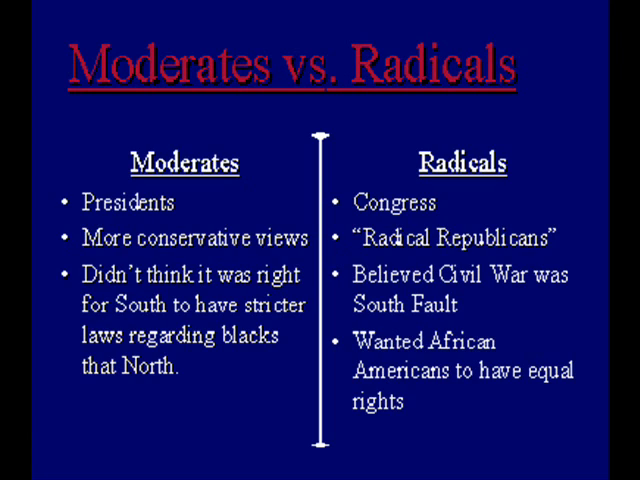In contrast, the radicals of Congress thought the South should be punished and believed the Civil War was entirely the Confederates' fault. Moderates and the radicals both opposed Johnson's Reconstruction plan and were against the Southerners' use of black codes. However, the radicals were more interested in granting African Americans civil rights and equal treatment. Moderates did not feel it was right to make stricter laws on racial inequalities in the South than there were in the North.